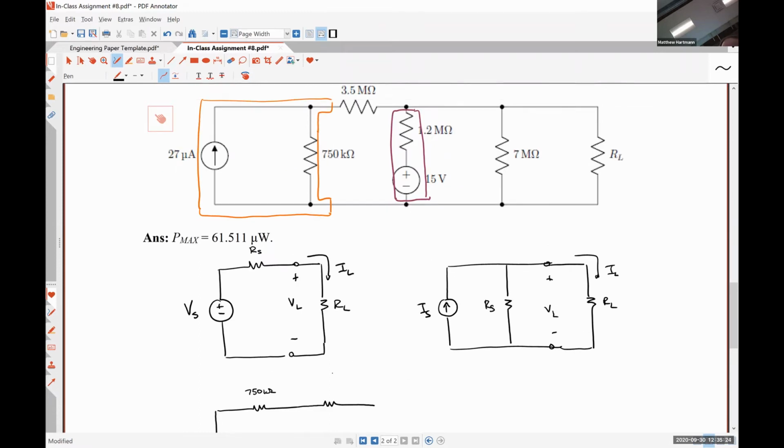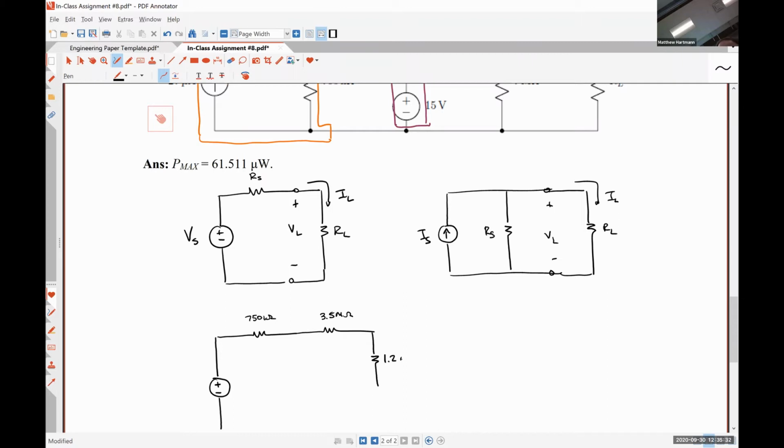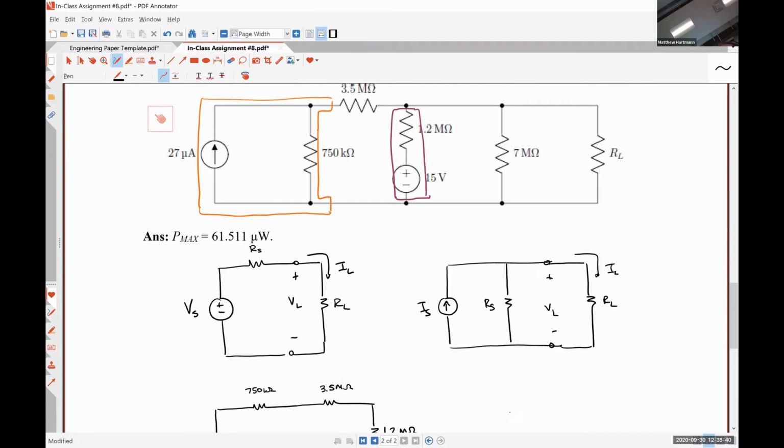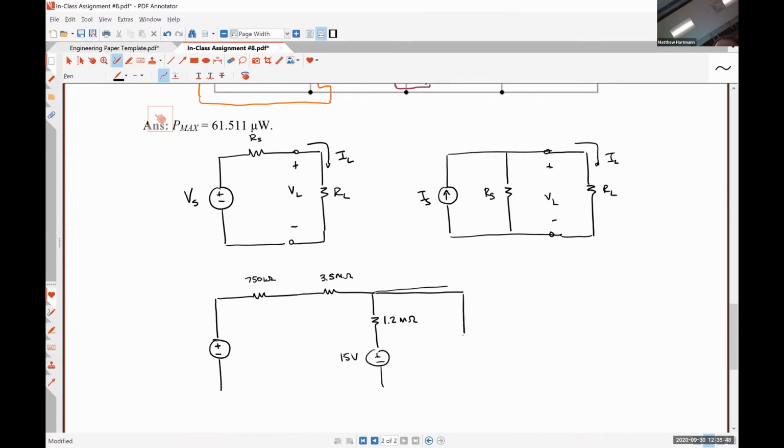So we're going to have our 3.5 mega ohm resistor, our 1.2 mega ohm resistor, our 15 volt source, and again these two guys in series form our practical voltage source, and this is in parallel with a 7 mega ohm resistor, and lastly in parallel with our load resistance RL. So I don't presently have a voltage magnitude labeled on my voltage source. Do any of you recall how we performed the source transformation to get a practical voltage source from a practical current source?